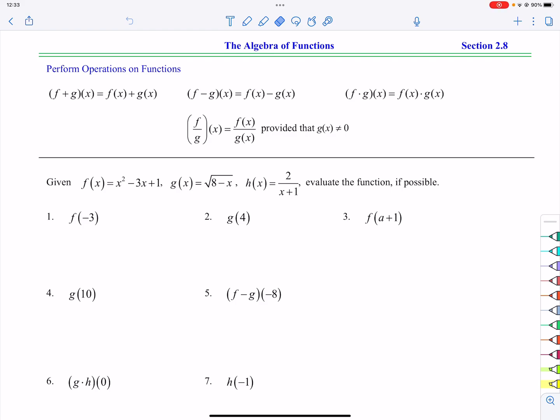This is section 2.8, the algebra of functions. So the first thing we're going to talk about is the operations on functions. And it's pretty much what you think it might be.